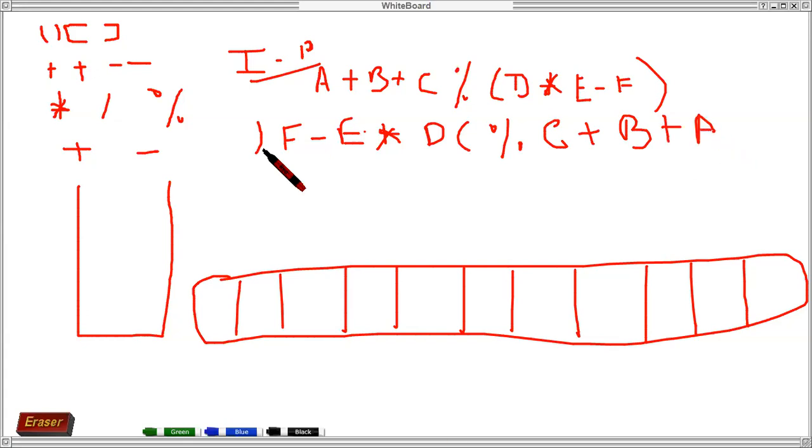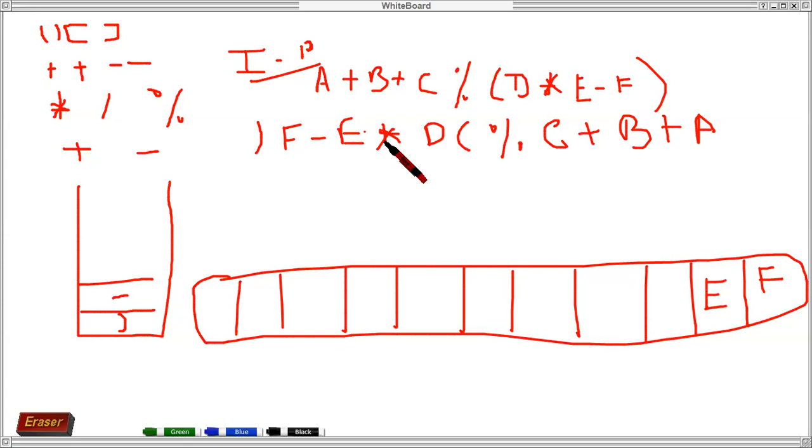So first is the closing bracket. Since it is a closing bracket, we will move it into the stack. Okay, so it has moved into the stack. Next we have F, so F comes first into the expression. Then we have minus. Minus will move into the stack. Then we have E, so E will come into the expression part.